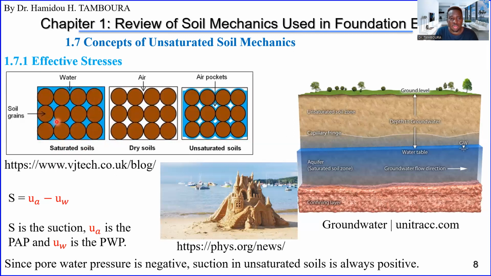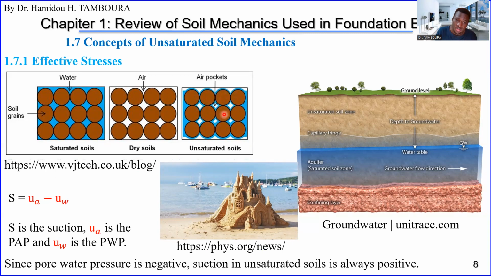The blue part is water, and the soil grains are here. This is water. Dry soil, we don't have anything within the soil particles. Okay, this is dry soil. And then in this case, unsaturated soil, we have both water and air in the void. As you can see, this water exists. These two exist at the same time.